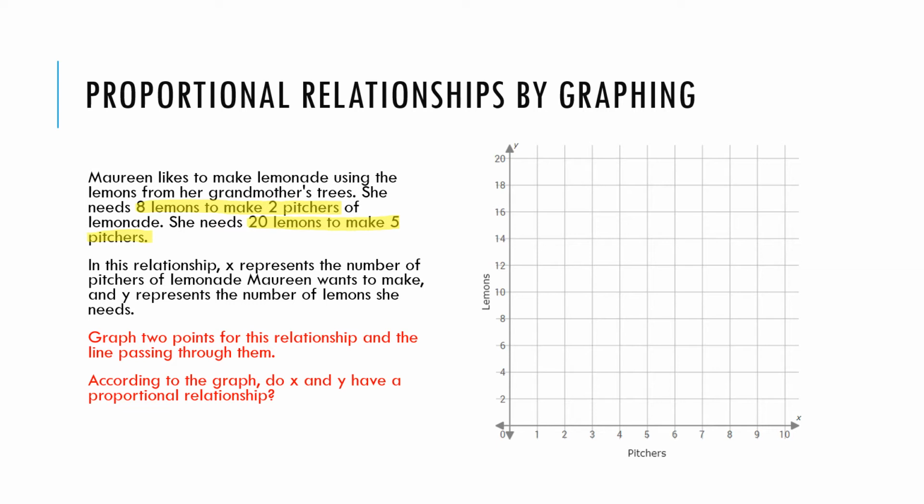So again, it was 8 lemons, and 8 lemons is on your y-axis, so you got to be very careful with that. You don't know which one it's going to give you first. So 8 lemons and 2 pitchers. Okay, so I'm going to go over 2 pitchers was 8 lemons, and 20 lemons was 5 pitchers. So over to 5 pitchers and up to 20 lemons. And then go ahead and use your straight edge to connect those 2 points.